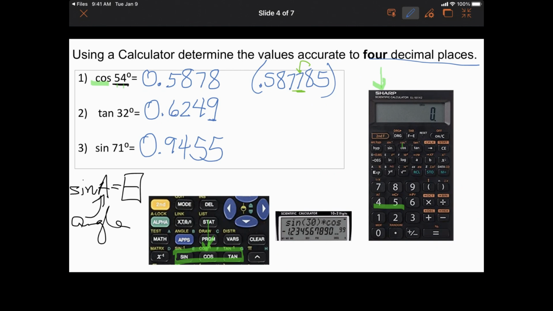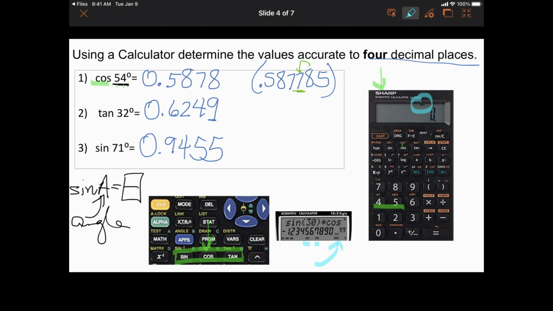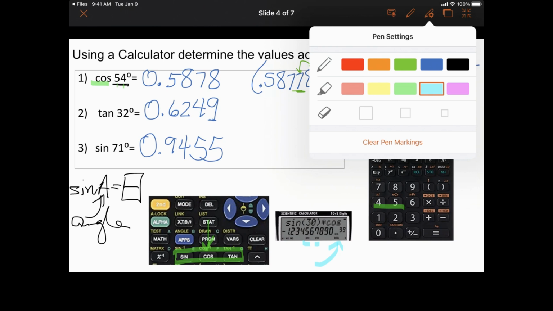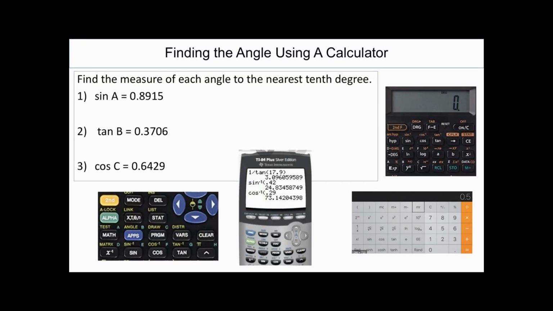If they are not the same as mine, you need to double check your calculator. Notice on here, they do say degrees, even over here. This one has a lot of extra things, but it also says degrees. So again, this is if you're given the angle, you need to find the decimal, which represents this ratio. Now going the opposite direction, we are actually going to find the angle itself.